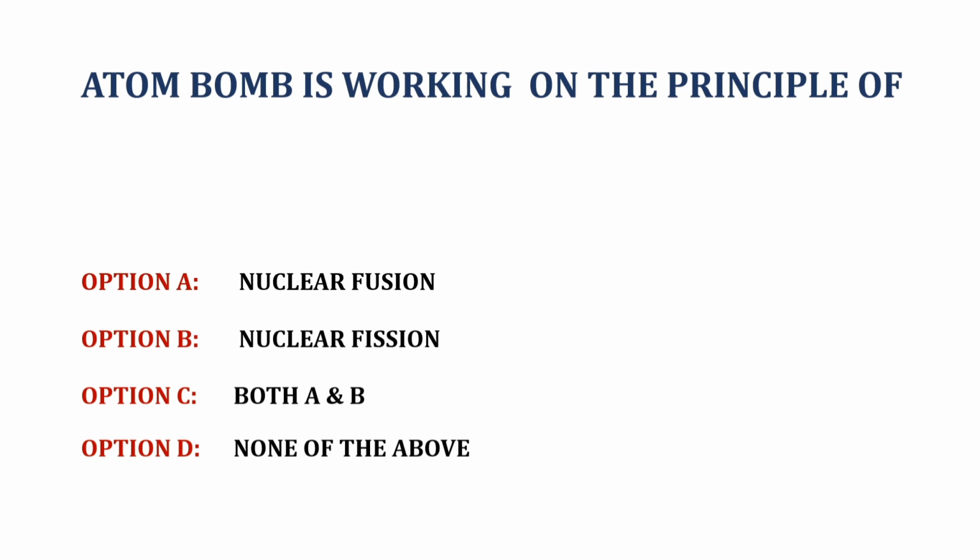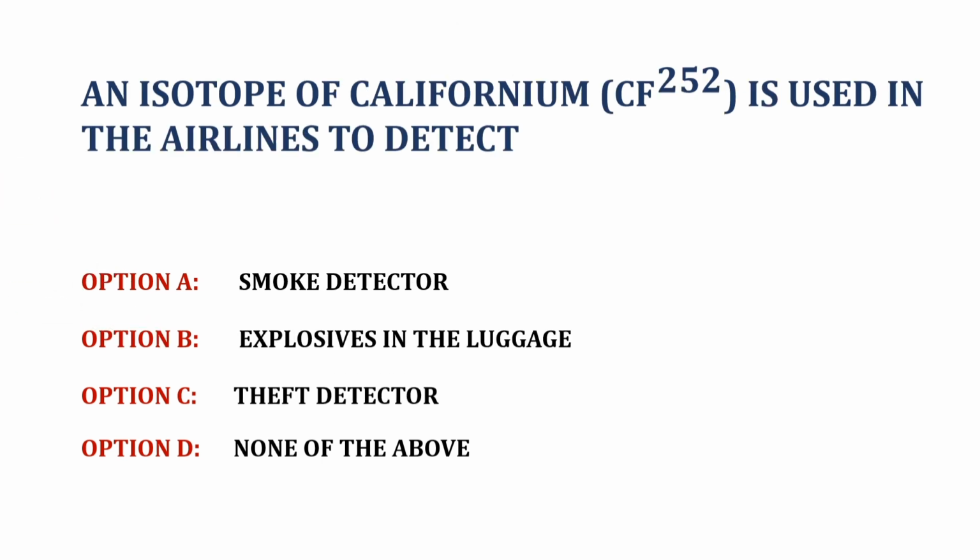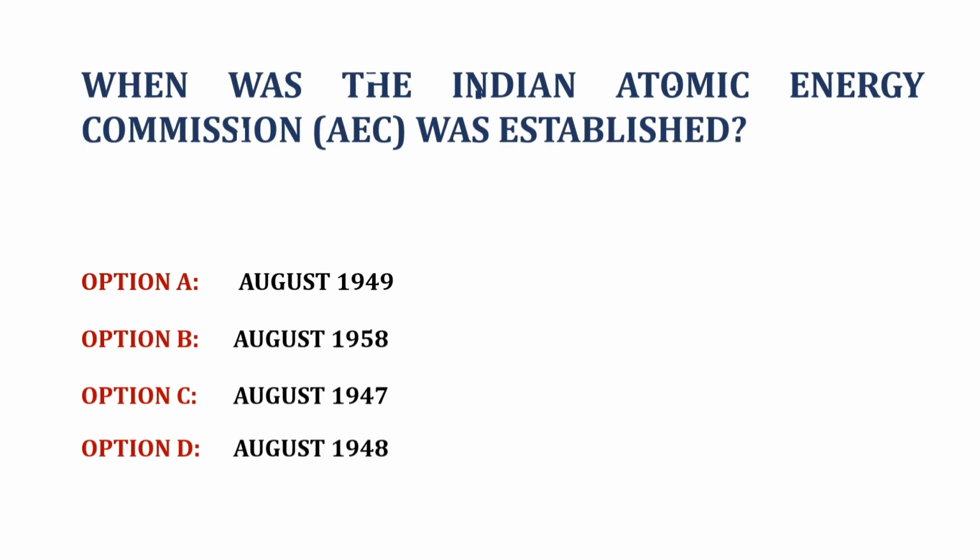Atom bomb is working on the principle of option B, nuclear fission. An isotope of californium is used in the airlines to detect option B, explosives in the luggage.